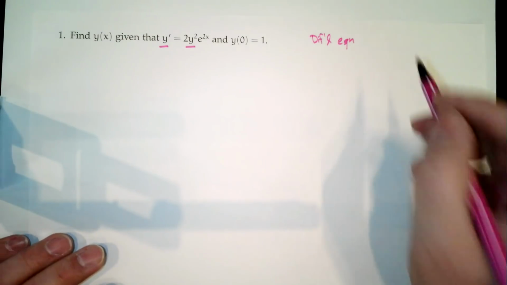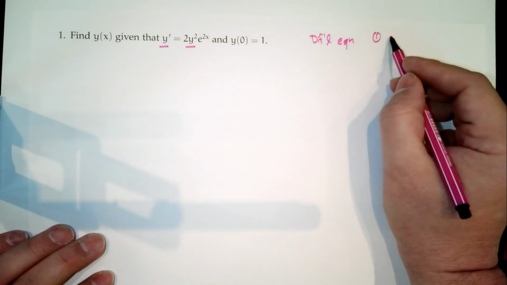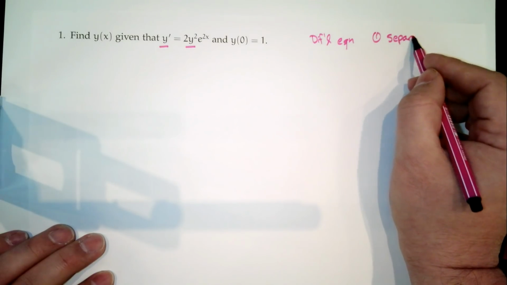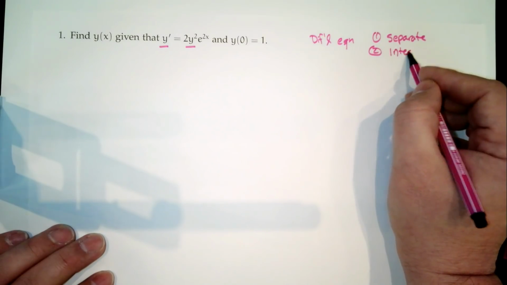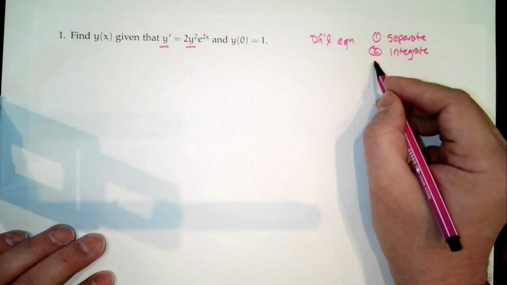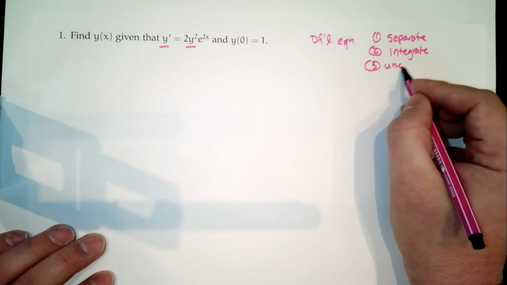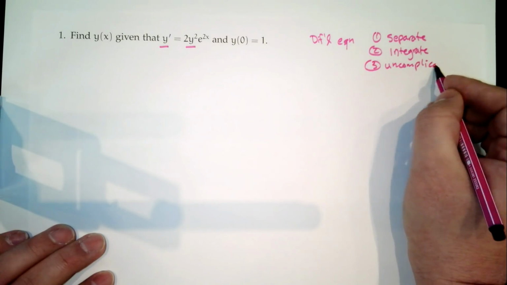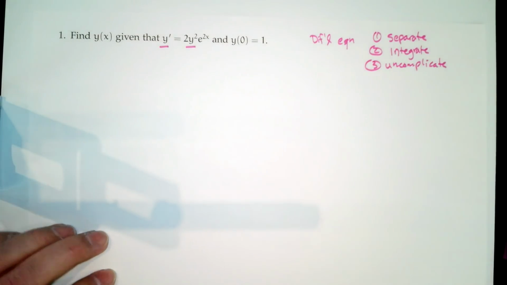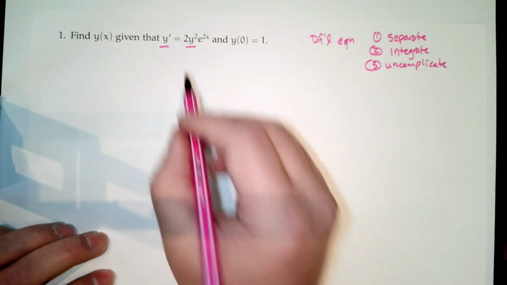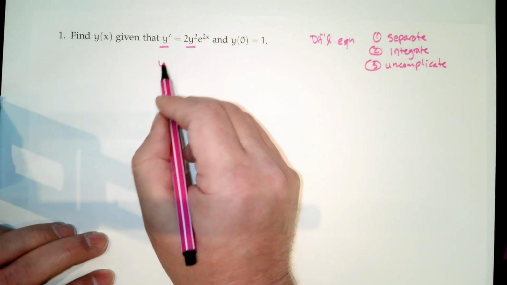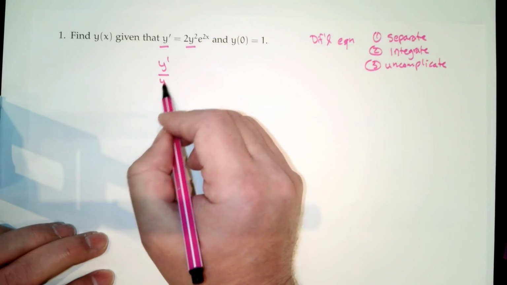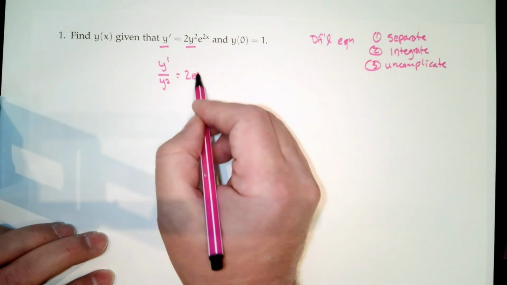For a separable differential equation, there's 3 steps. The separable tells us that the first step is to separate. The second step is to integrate. Does anyone remember the third step? Uncomplicate, that is correct. Now you might say, that's not a real word, but that's okay. The idea is good enough. So we're going to start with y prime equals 2y squared e to the 2x. I'm going to bring the y squared across. So y prime over y squared equals 2 e to the 2x.